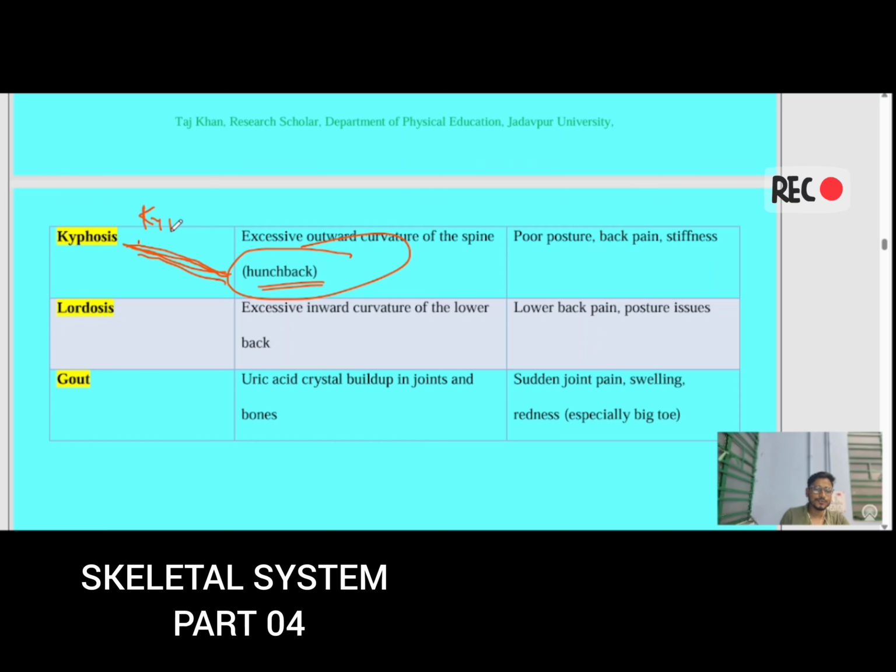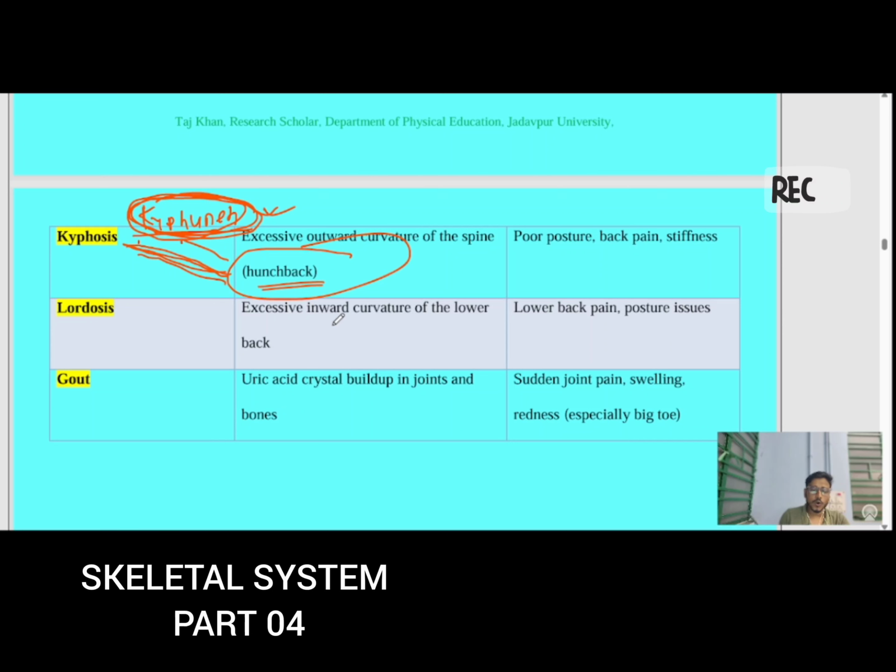Kypho, hunch. It's just my own way of giving names, actually. Kypho hunch means kyphosis is related to hunchback. And lordosis is a hollowback.